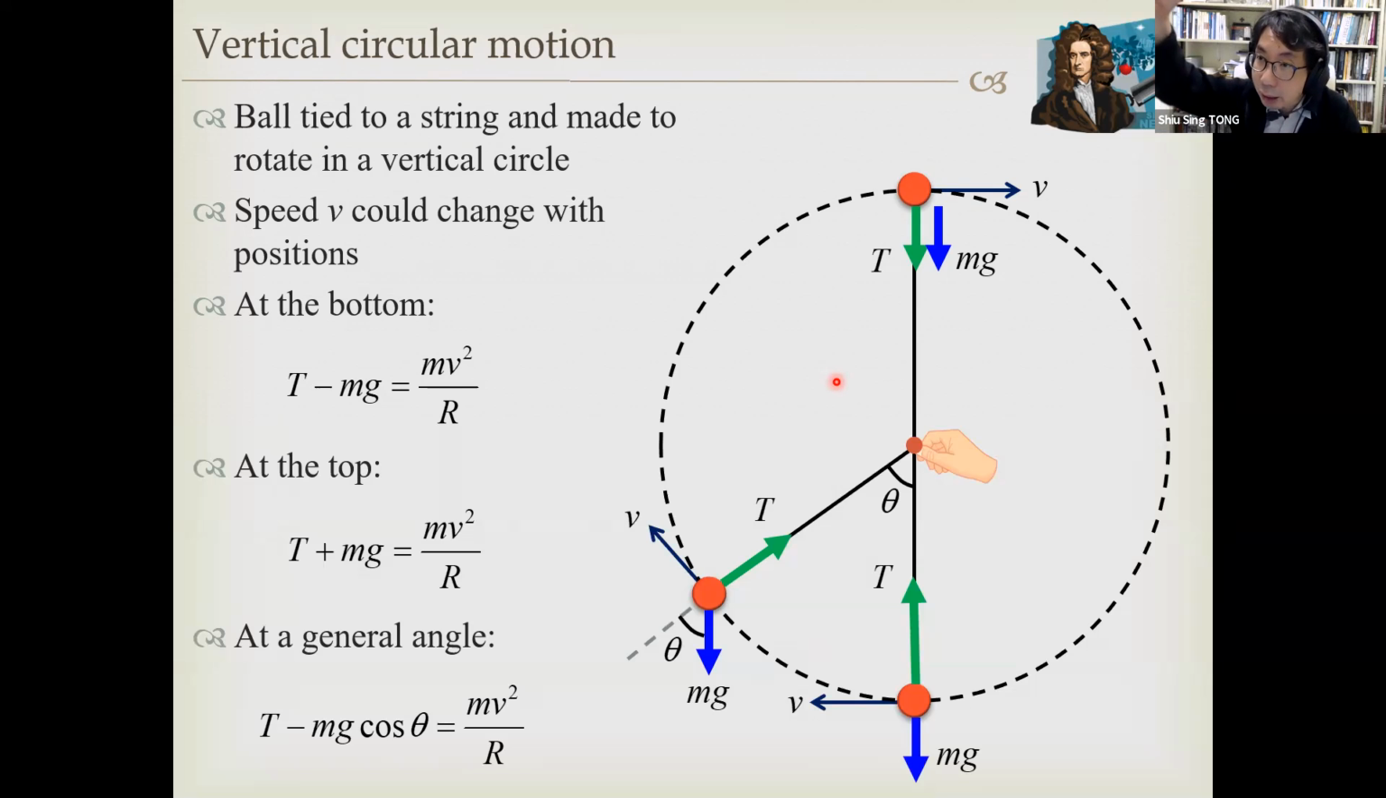If the bit is now rolling down a certain circular track, a vertical circular track, then you may have to use the conservation of energy to calculate the speed at different positions. If this person is swinging the bit, and there's an external force pulling it, accelerating it, then the problem would be quite difficult. Okay, so it depends on the situation.